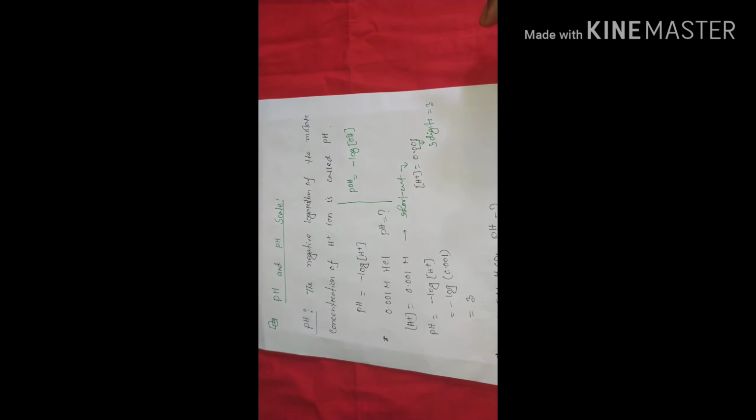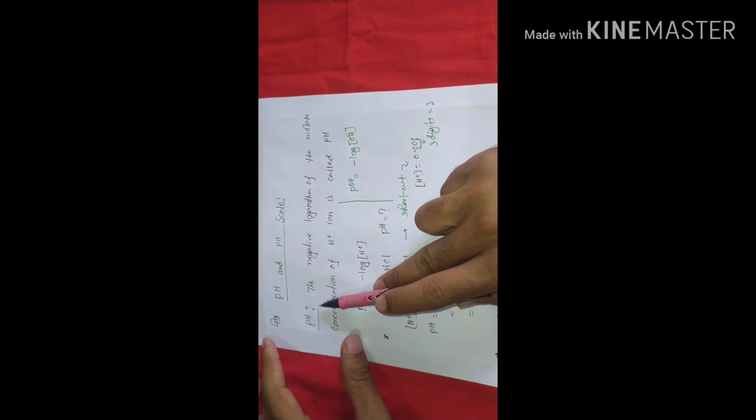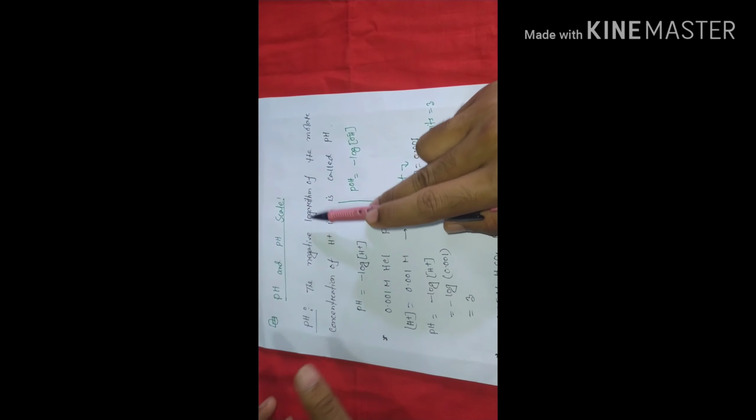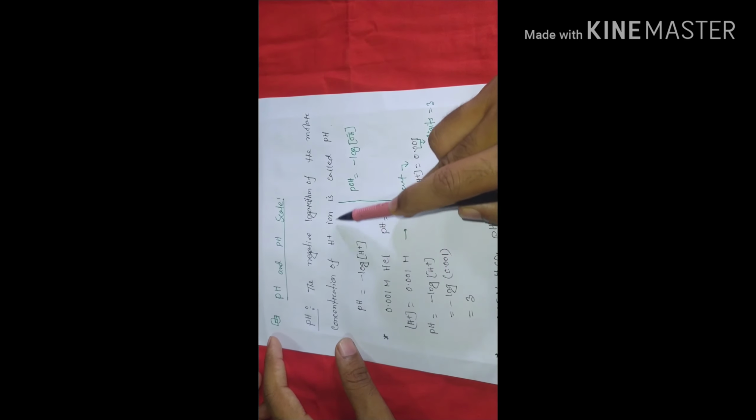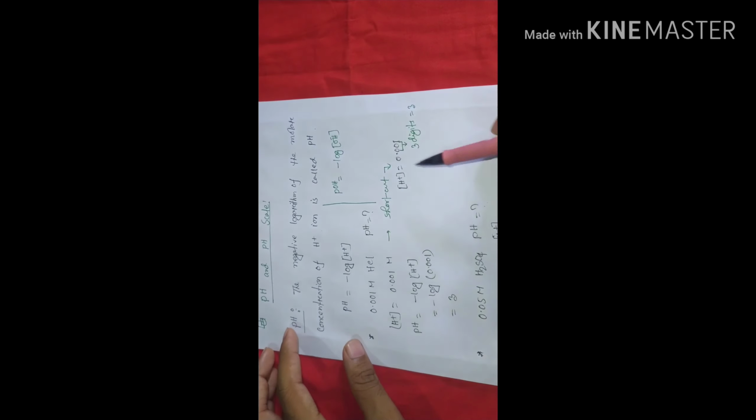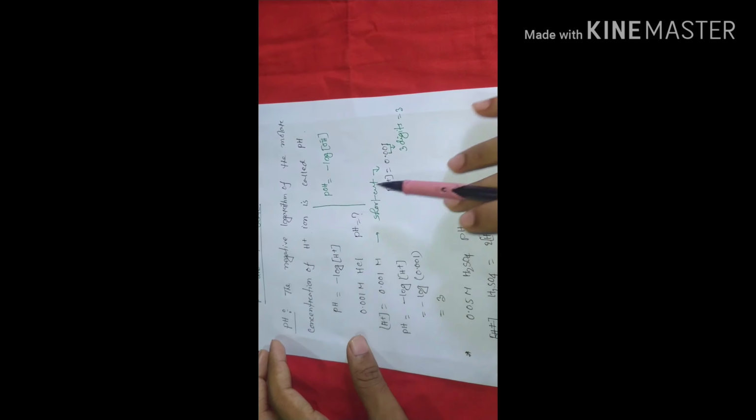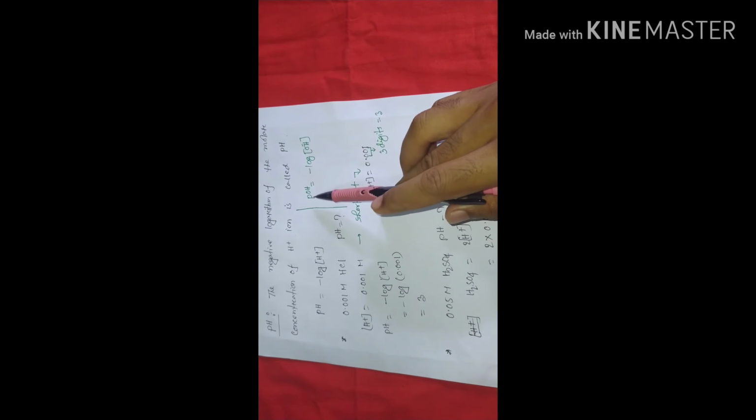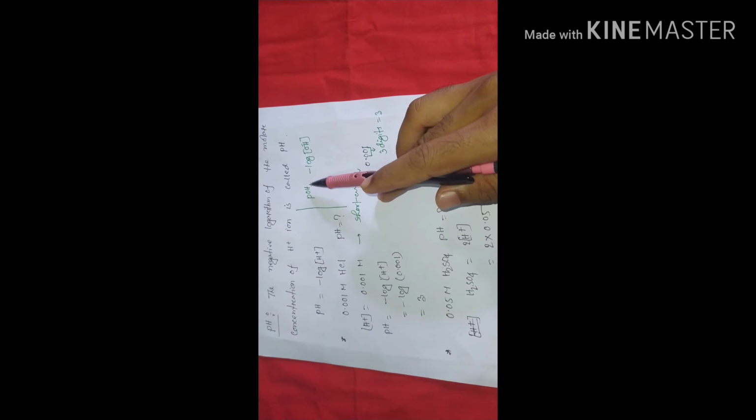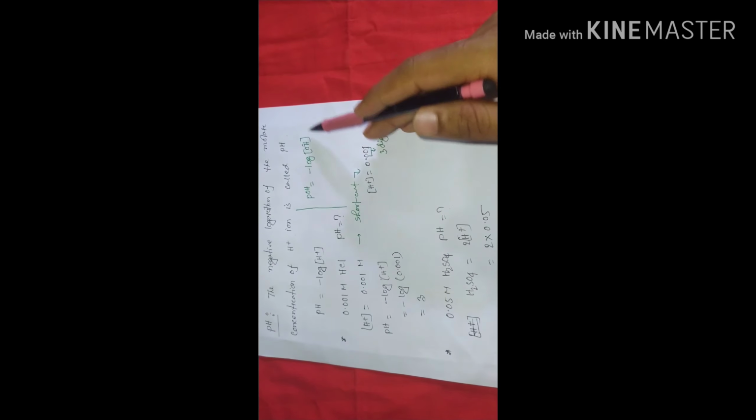pH and pH scale. pH is the negative logarithm of the molar concentration of hydrogen ion. So pH is equal to minus log concentration of H plus. At the same time, pOH is the negative logarithm of the molar concentration of hydroxyl ion. So pOH is equal to minus log concentration of hydroxyl ion.